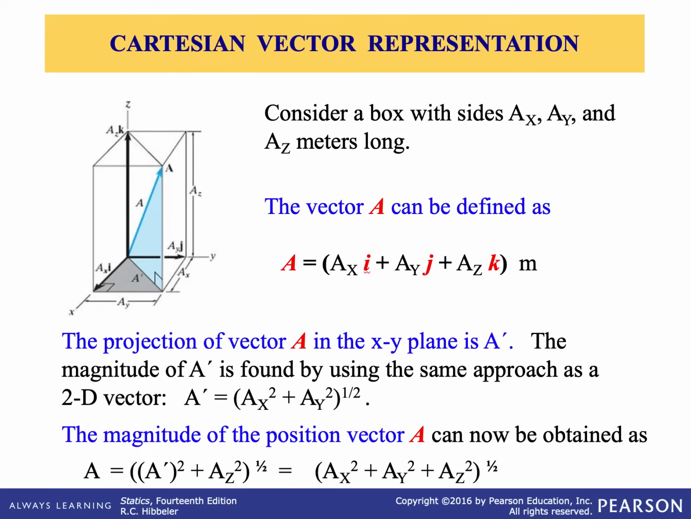So alpha is the angle between the positive x-axis and the vector A. Beta is the angle between the positive y-axis and the vector, and gamma is the angle between the z-axis and the vector itself. We know what they are. How do we calculate those angles? Because this is very important.